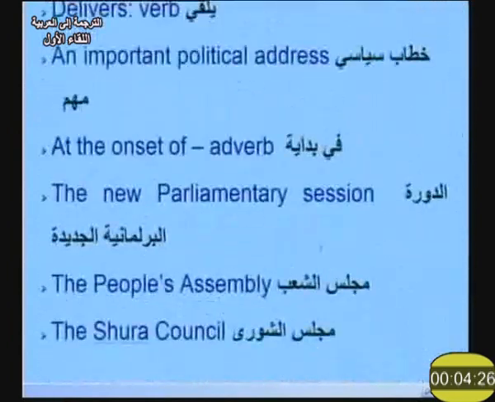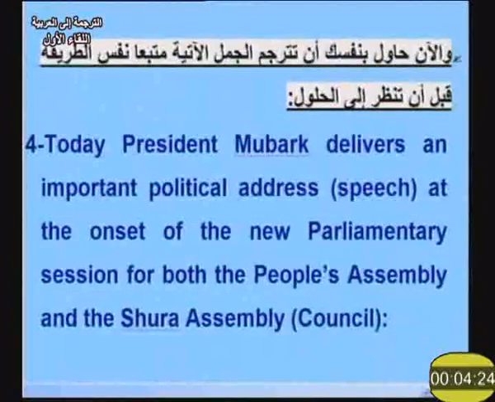هنا نلاحظ الستراكشر بداية بالnoun أو subject، وبعدين followed by the verb and followed by the object, an important political address. Then followed by the adjuncts of the sentence: at the onset of the new parliamentary session. This is an adverb of time. Adjuncts are the complementary parts of the sentence; if they are left out they won't affect the meaning or the structure of the sentence.